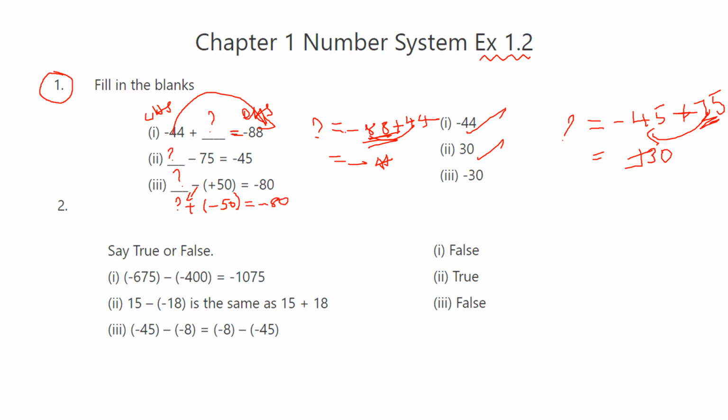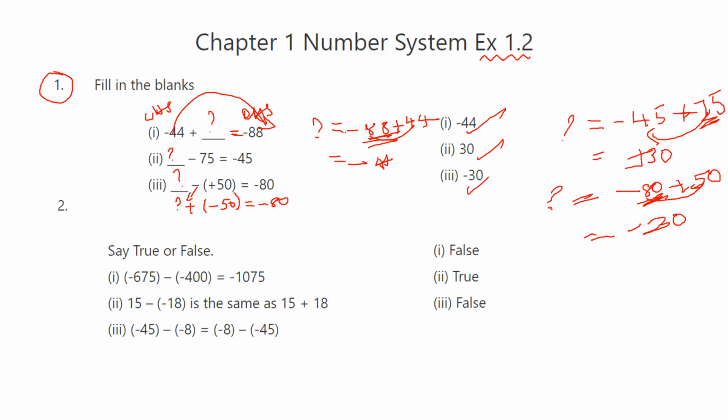After you put the question mark and equal to minus 80, that left hand side minus 50 will come to the right hand side as plus 50. So here also 1 minus 1 plus means subtract the numbers, greater number to smaller number. 80 minus 50, 30. What is the greater number sign? Greater number, don't take it as an integer. Greater number sign minus. So minus 30 is the answer.